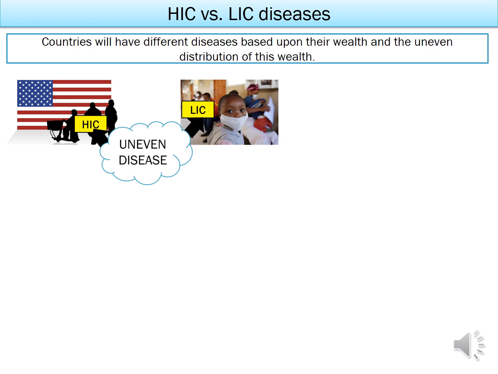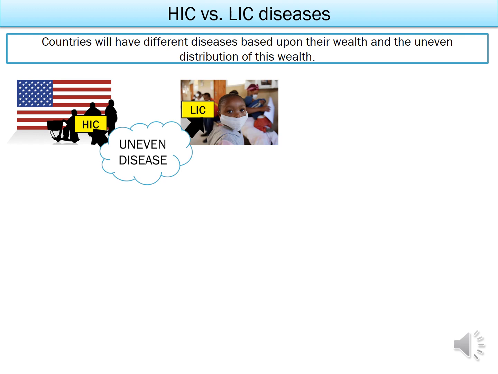Okay, so learning objective 1 for this lesson is to look at HIC and LIC diseases. Countries will have different diseases based upon their wealth and the uneven distribution of wealth. So all this means is that the amount of money that they have within a country will tell us what types of diseases they will be more susceptible to or more likely to have within those countries.